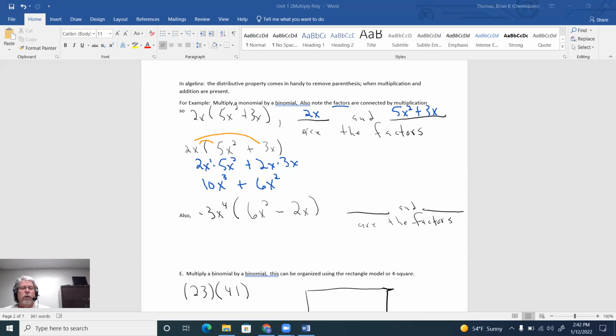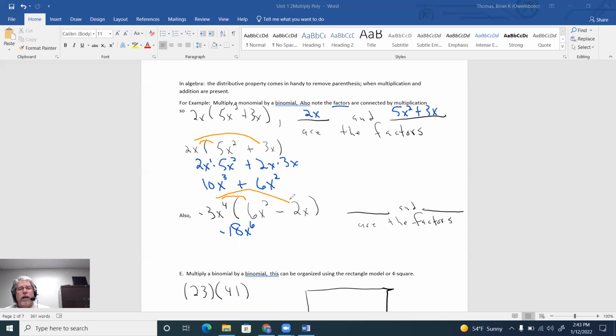So this next one we want to look at has some negative numbers involved here. So let's see how we can attack that. So I have a negative 3x to the fourth times 6x squared. So negative 3 times 6 would be negative 18, because remember, we can rearrange and do that. So I can kind of do this in my head, negative 18, and then x to the fourth times x squared would be x to the 6.